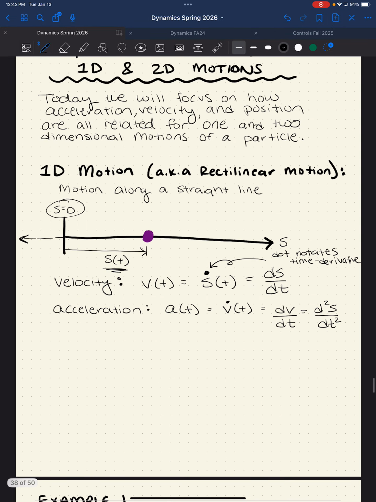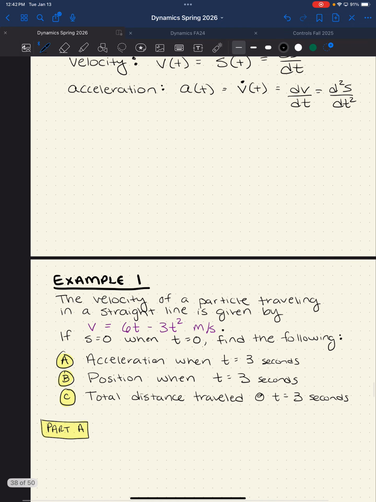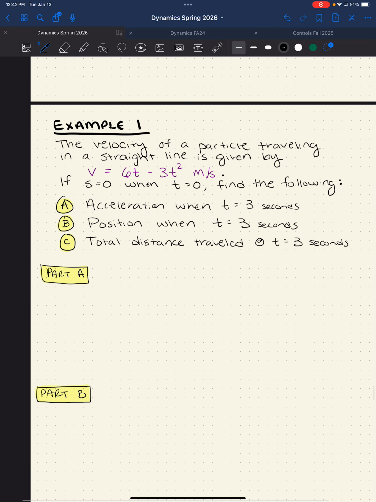All right. Assuming some strong calculus skills and some remembering of these topics from calculus, I believe this is actually enough theory to go ahead and jump into our first example. Okay, so our first example for today, we're going to have a particle with some velocity traveling along a straight line. And we'll say that we know the velocity is equal to 6t minus 3t squared meters per second. And if we assume that the position is equal to 0 when time equals 0, we want to find three different quantities. I want to know what is the acceleration when t is 3 seconds, what is the position when t equals 3 seconds, and what is the total distance traveled by 3 seconds.